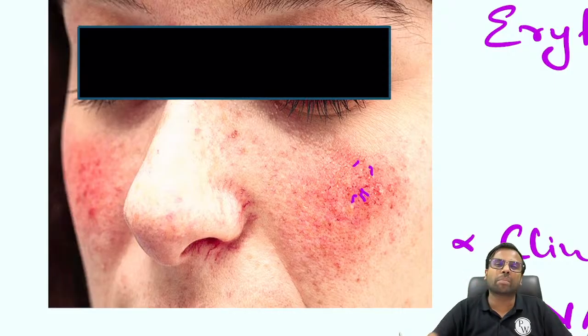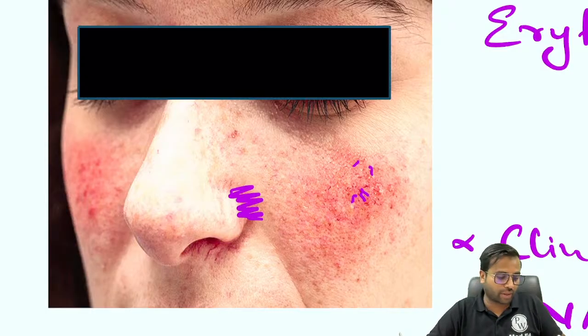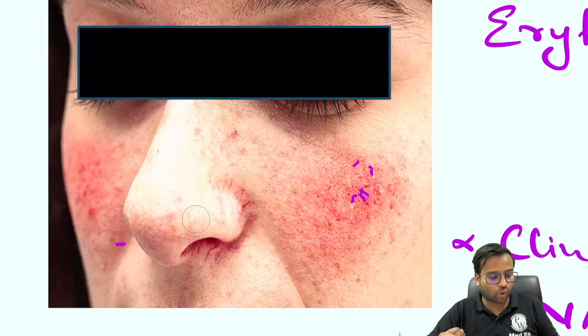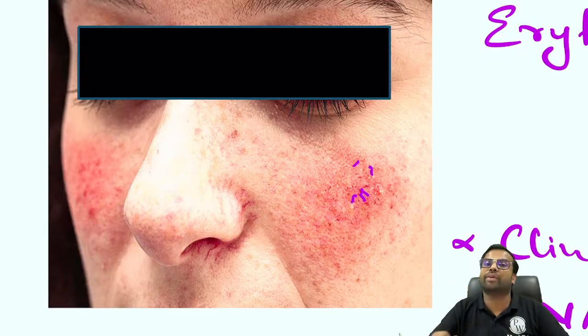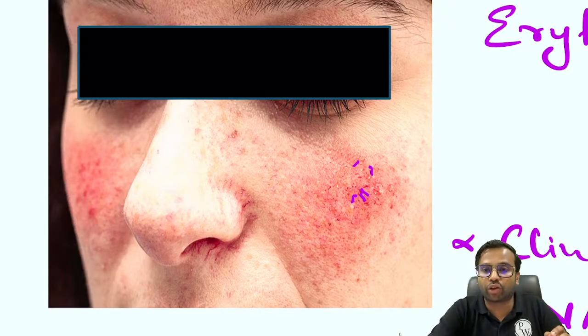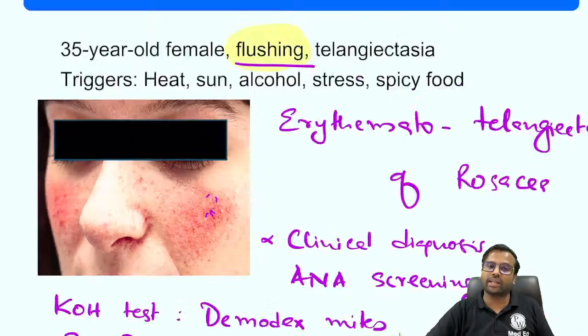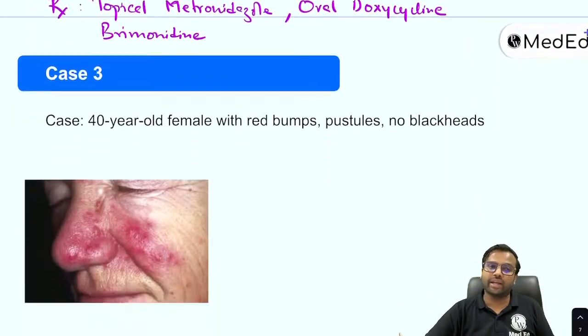And Demodex is a mite that you can see. If we take a scraping from this part and examine under a microscope, you can see some small mites present under the skin of the face. These kinds of mites are called Demodex mites. No, in SLE there is no telangiectasia. So there is no telangiectasia in SLE.